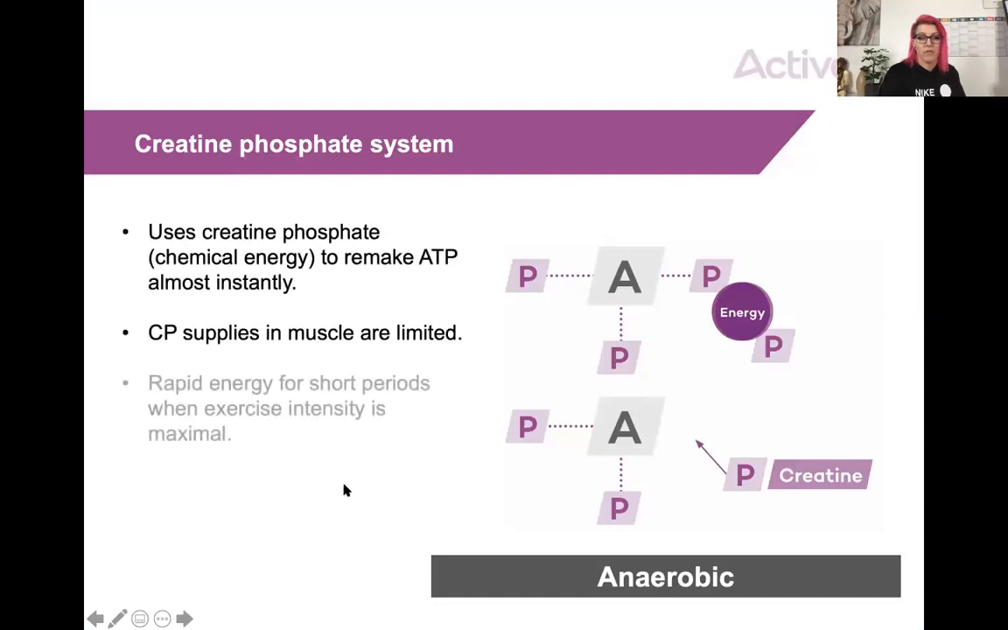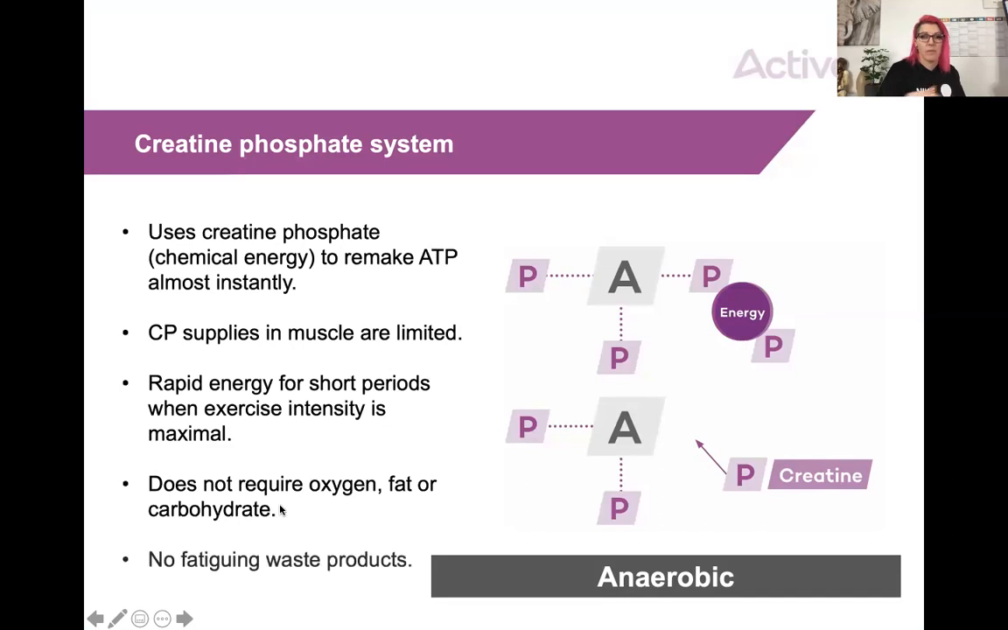Okay, so the creatine phosphate system uses creatine phosphate to resynthesize ATP. So remember the last video we looked at adenosine triphosphate and how that bond breaks off when it gives us energy, leaving us with adenosine diphosphate. So we have to resynthesize a phosphate to create ATP so that we can use that energy up again.